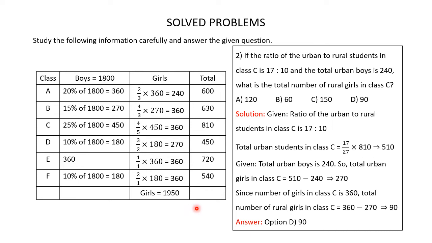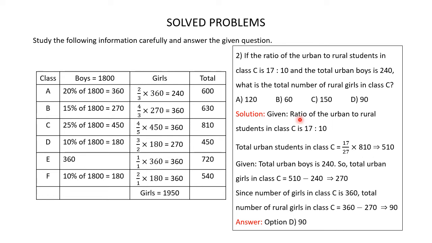Based on the information given in this common interpretation table, let's answer the given question. If the ratio of the urban to rural students in class C is 17 is to 10 and the total urban boys is 240, what is the total number of rural girls in class C? You're given four options here and you have to find out which of these options is the correct one.